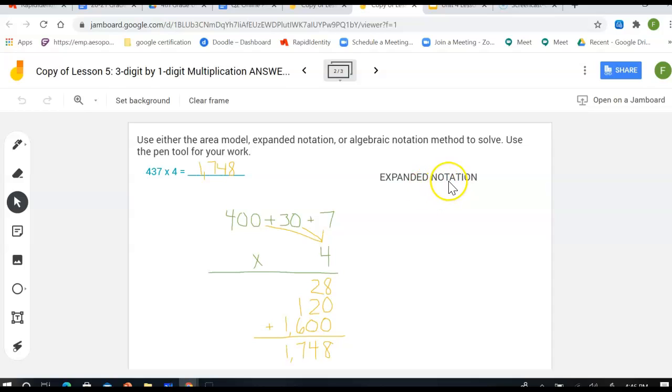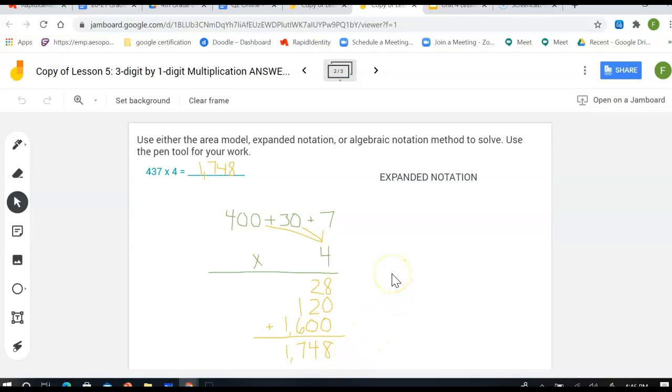And then here was the expanded notation. The same problem, if you chose to do it this way, the expanded notation. Again, I decomposed that 437 to the same numbers, 400 plus 30 plus 7, multiplying it by 4. And right here on the first line, I multiplied the 7 times the 4, and I put my answer to that right here. And then the 4 times the 30, 120, I put that right here. Then 4 times 400 is 1,600. I put that right here. And just like I did with the area model, I added them all up, 1,748.